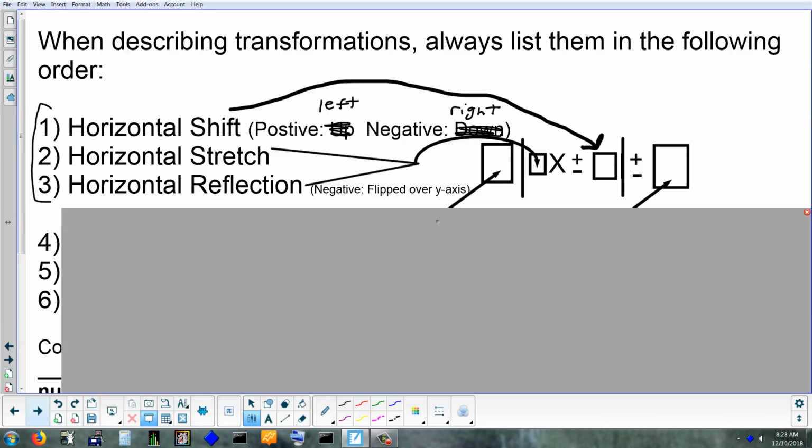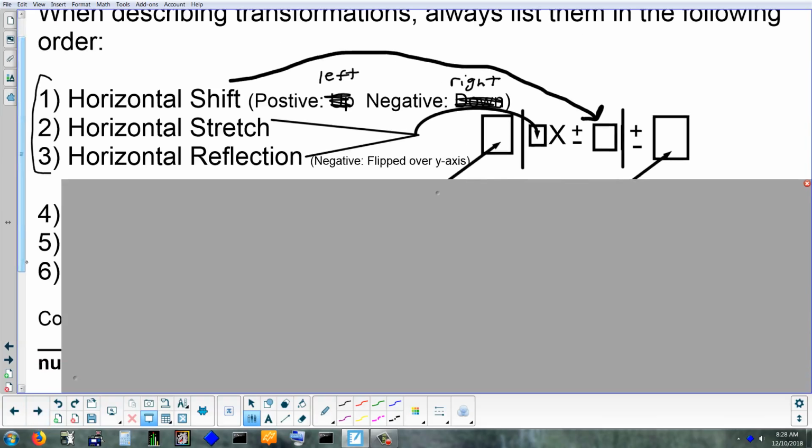Okay, so the box on the right that's inside the bars, that's your shift. The box in front of the X, that would be your stretch. And remember, if that number is a negative, that will also cause a reflection. So if it was negative on the inside with the X, all you'd have to write for your description is that your comparison is flipped over the y-axis. That's all you have to write.